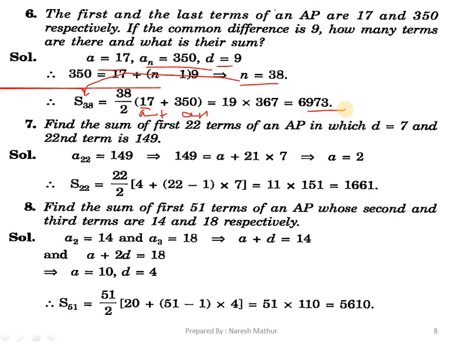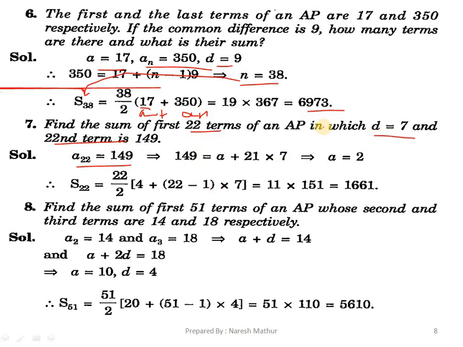Alright, now the next one. Find the sum of the first 22 terms of an AP in which d equals 7 and the 22nd term is 149. Now see, we are talking about 22 terms and we already have the 22nd term, meaning the last term is given as 149, so we'll treat it as the last term, and the common difference is 7.